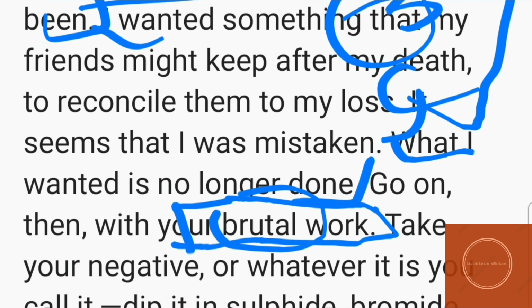Now this question can come in the exam, that what the brutal work was, so you have to explain it properly with the points that I have stated. Then take your negative or whatever it is, you call it.